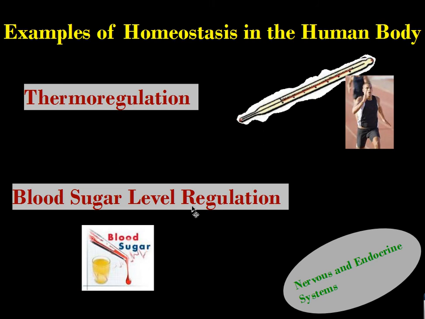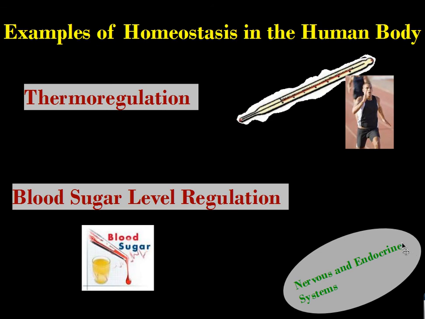Blood sugar level regulation. When we eat, we get sugar from the food, we get high levels of sugar floating through our blood, and our cells of our tissues need that sugar. So we have to have a mechanism to deliver that sugar into the tissues and not keep it in the blood where our blood sugar levels will rise.